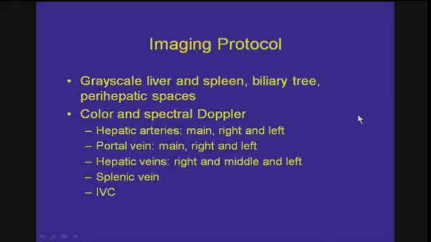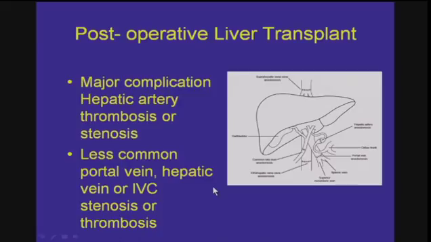Well, we want to do a grayscale of the liver and the spleen, also the biliary tree and the perihepatic spaces. We're going to use color and spectral Doppler. We want to be sure to see all these anastomoses, so we want to look at the hepatic arteries, as well as the intrahepatic vessels, main, right, and left, the portal vein, main, right, and left, all 3 hepatic veins, right, middle, and left, the splenic vein, and the IVC.